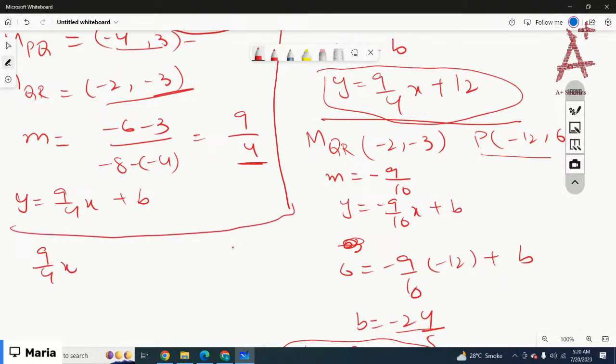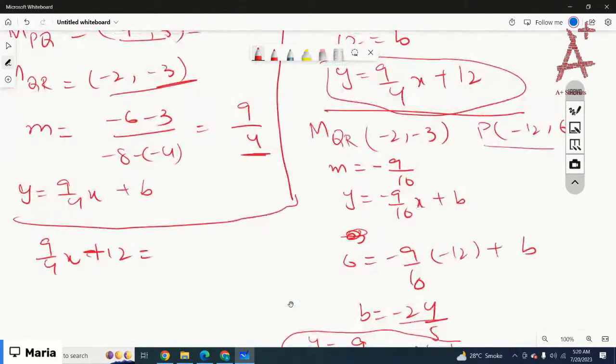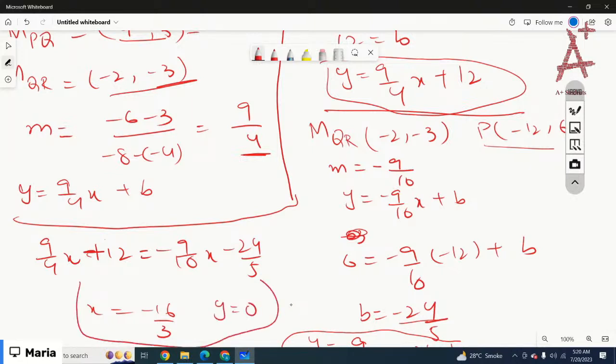Both of the equations equal y. 9 over 4 x plus 12, and that means they both are equal to negative 9 over 10 x minus 24 over 5. The answer is x equals negative 16 over 3 and y equals 0. You can calculate on your own the values. That means the coordinates of the centroid are negative 16 over 3 and 0. Got it?